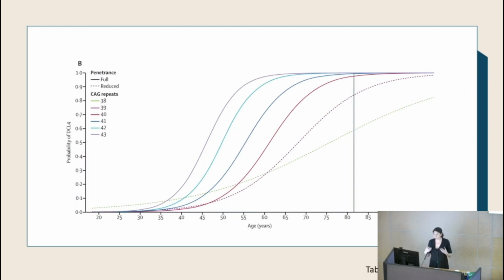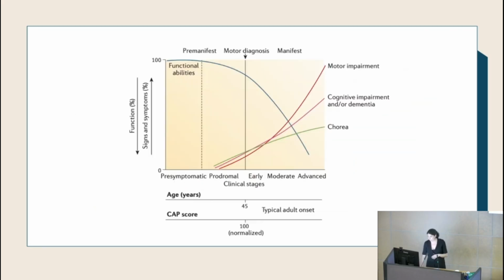But our number of CAG repeats doesn't only determine whether we're going to develop the disease or not, but it also determines the rate of pathogenesis. And that's nicely depicted in this graph, where we can see that the age of onset of motor diagnosis is directly correlated with the number of CAG repeats. But to think of Huntington's disease as beginning at the time of motor diagnosis would be incorrect, because we know that for decades before motor signs appear, there are disease-related pathological changes occurring at a cellular level.